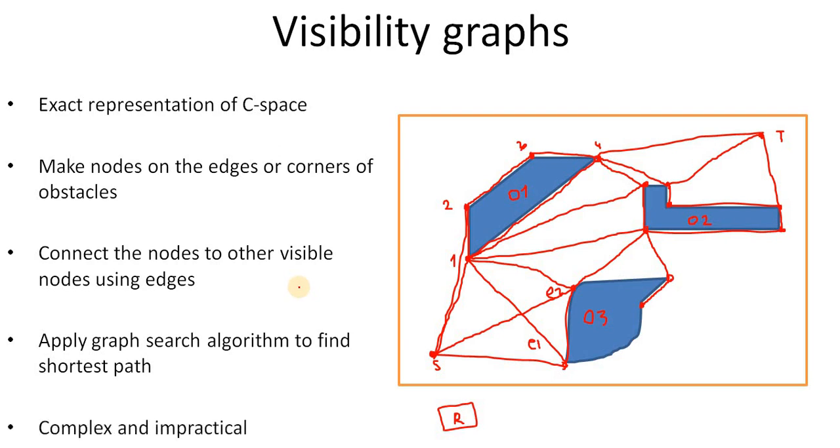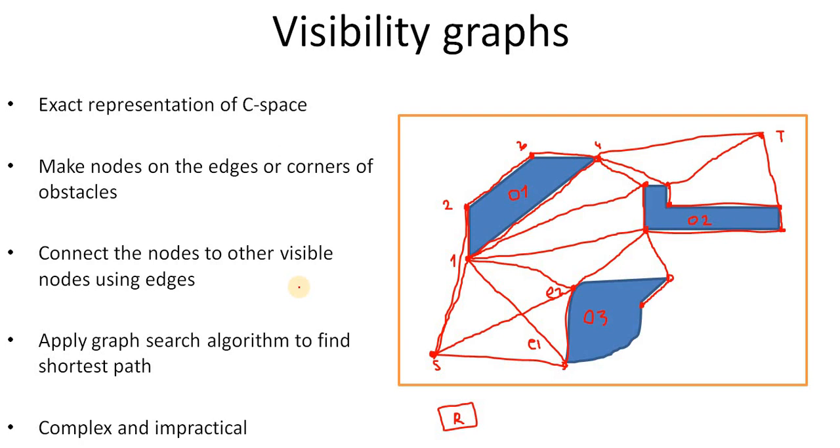Okay, so this method is somewhat complex and impractical, and that's why it's not commonly used. Mostly we use either the graph search algorithms, for example, the grid-based algorithms, like discretizing your search space into small cells and then using a graph search algorithm to find the shortest path. Or mostly we also use the sampling-based algorithms.